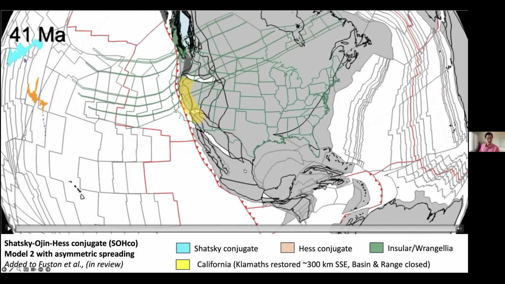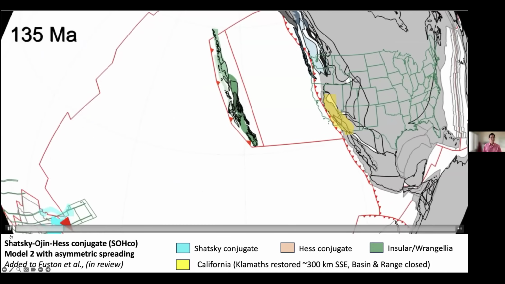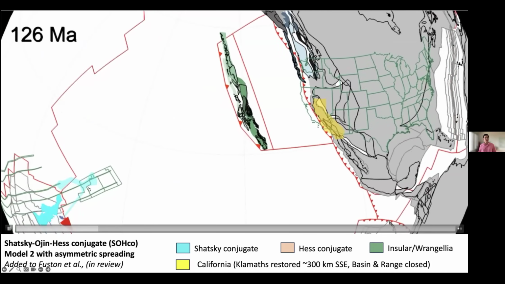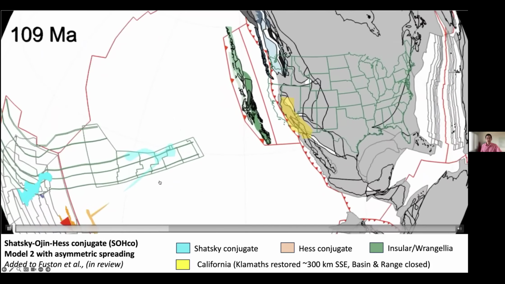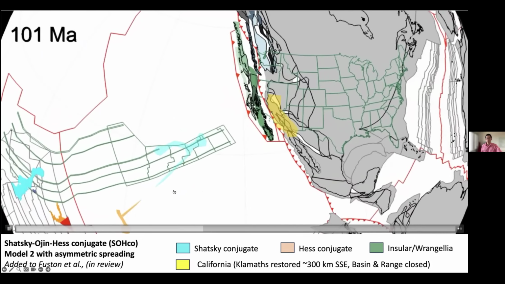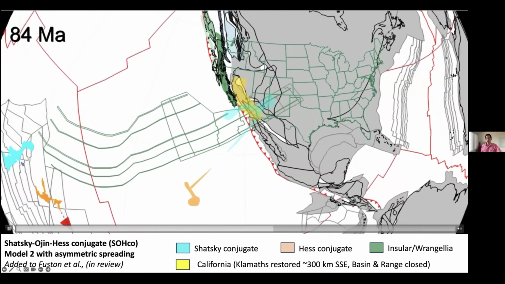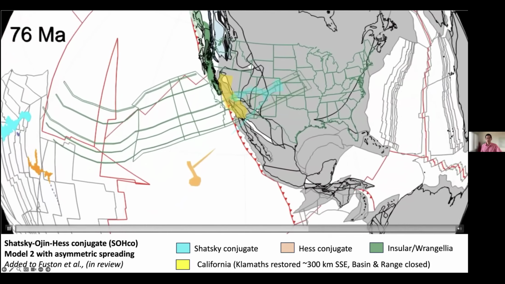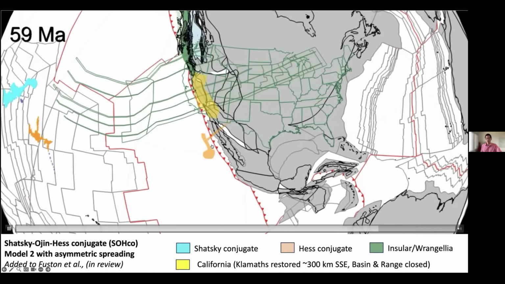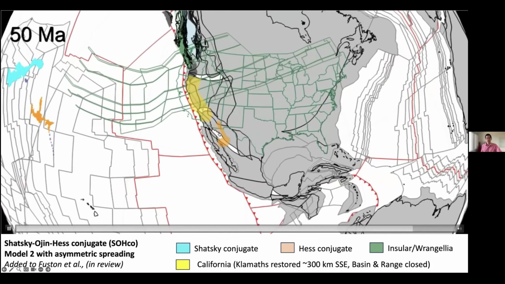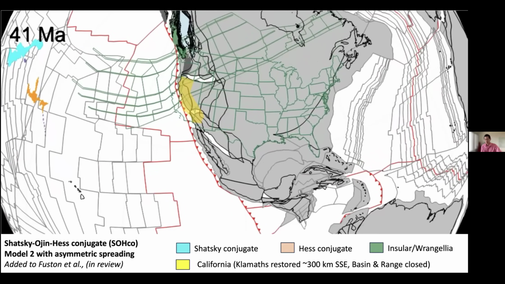So I'm going to play that one more time, and this time with some narration. And so here's the hotspot. Shatsky is forming the Ojin seamount track. This is now approaching California. It's coming into Southern California at around 90 million years ago. And now we see this Ojin seamount track is subducting under northern Mexico. And here's the Hess conjugate that comes in and subducts in the early Cenozoic.